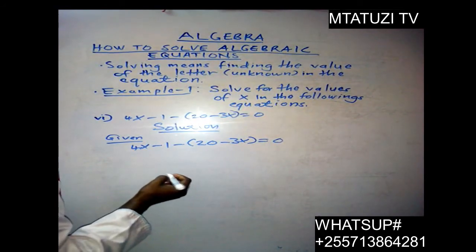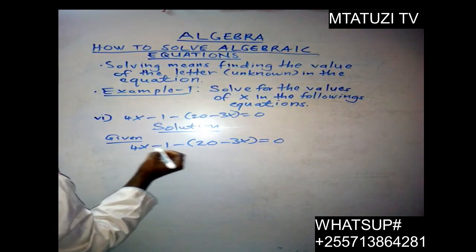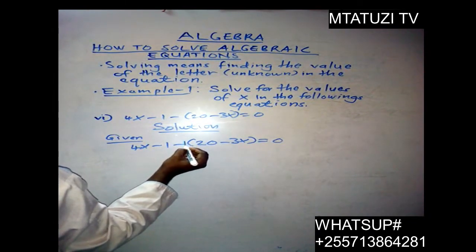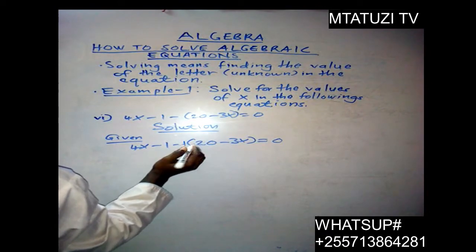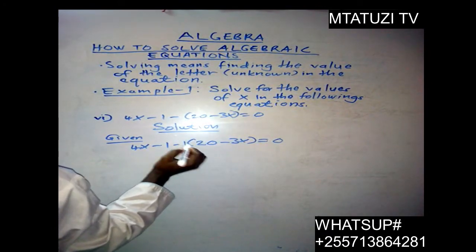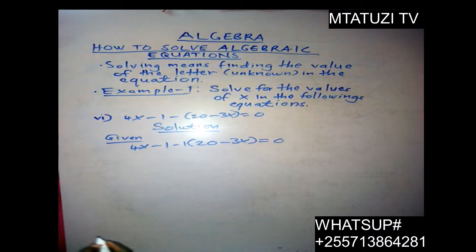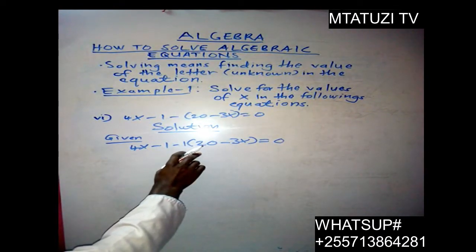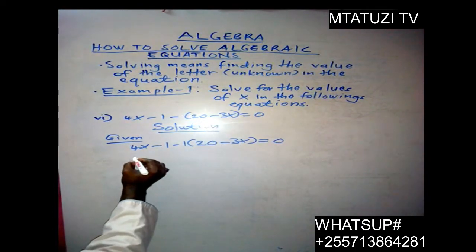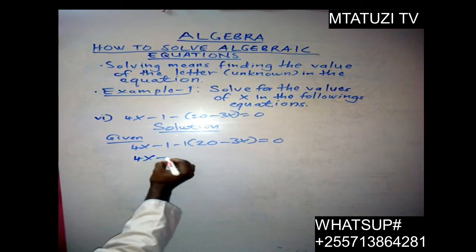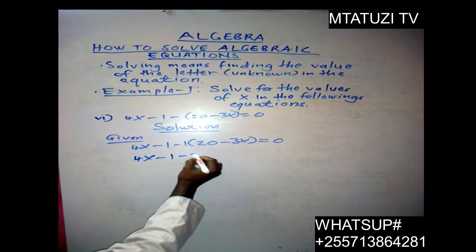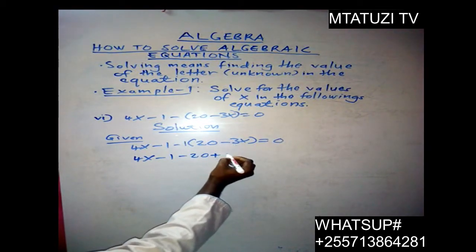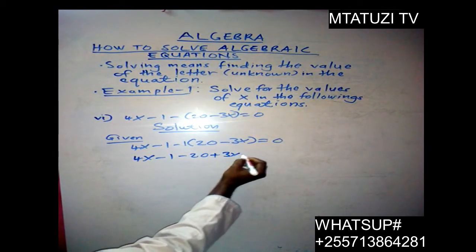Sasa tunafanyaje swali kama hili? Kwanza remember, between bracket and the operation here there is 1. So therefore you need to open the bracket first. So how do you open the bracket? You multiply by -1 in each term inside of the bracket. So there it will be 4x minus 1 minus 20 plus -1 times -3, you get plus 3x is equal to 0.